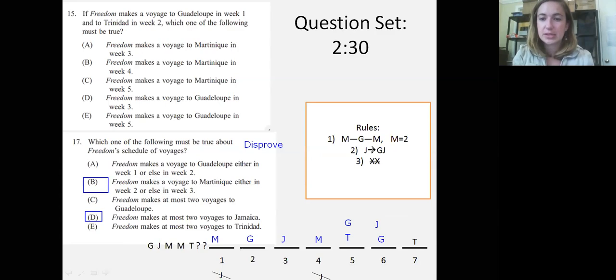But it seems like as I scan back through my rules, I've got my MGM string, my G before J. I don't have any letters that are consecutive. So it seems like it doesn't need to be the case that I have M in week 2 or 3. So I'm going to eliminate B and move to my second most promising answer choice, which is D.